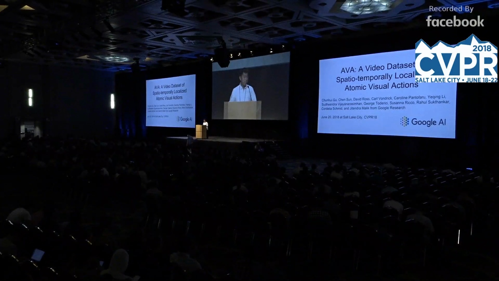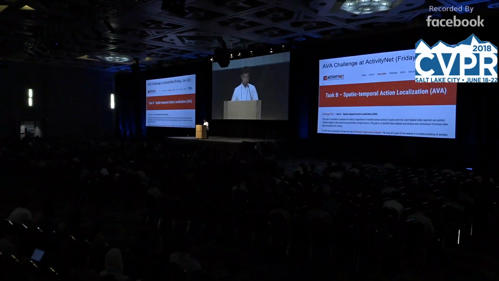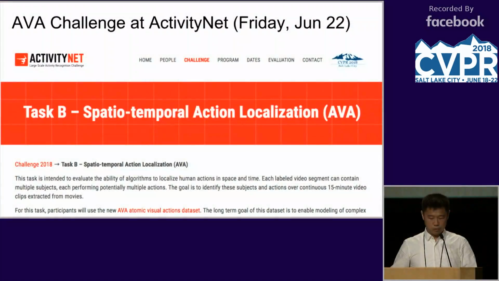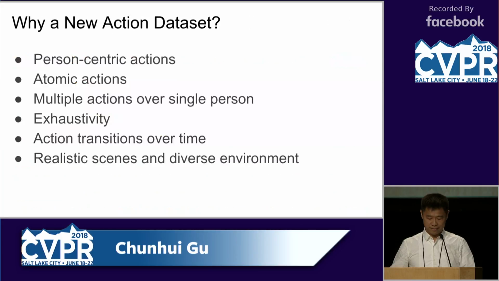Hi everyone, my name is Hui, and I'll be introducing you to a new action dataset called AVA, built by my previous colleagues at Google. So the goal of AVA is to promote research in human action recognition. Thus, we organize an AVA challenge in the ActivityNet workshop. Please come visit the workshop on Friday to get to know the latest results on AVA.